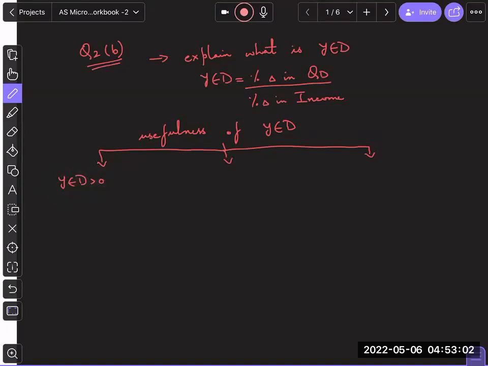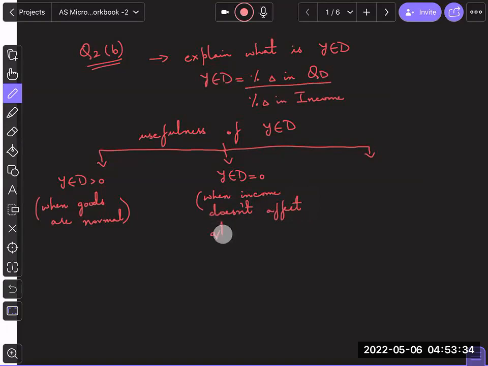Greater than 0 का मतलब है कि YED आपकी positive. और YED positive कब होती है? When goods are normal. YED equals to 0. Say when income does not affect quantity demanded. Usually happens in the case of goods that are necessity, such as for example medicine, and then we have YED which is less than 0 or it is negative when goods are inferior.